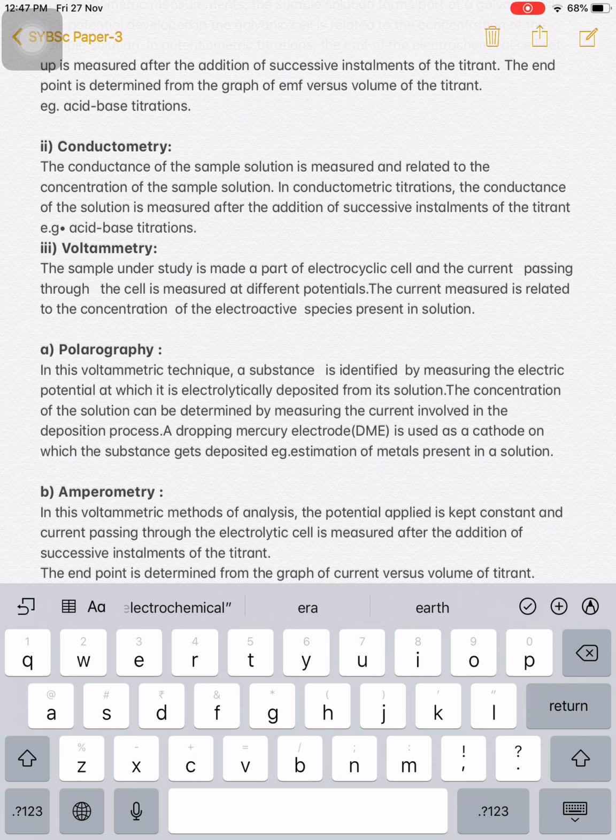In conductometry, we measure the conductance of the sample. In conductometric titration, the conductance of the solution is measured after the addition of successive installments of the titrant.